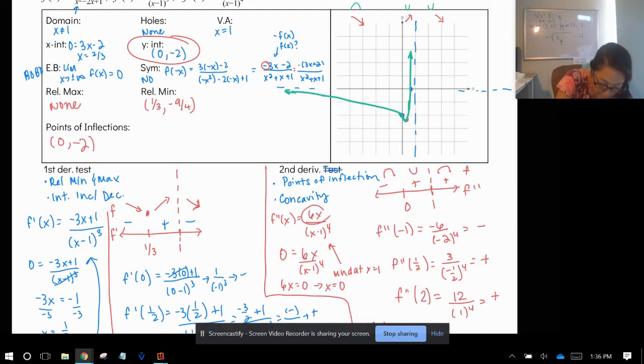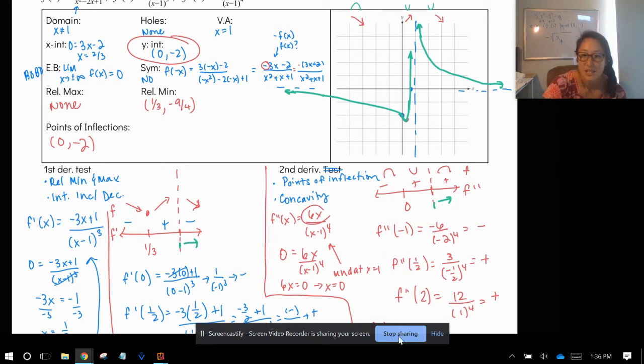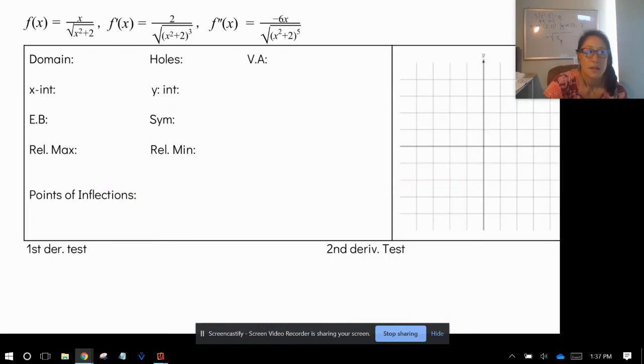Okay, and then from 1 onward, we are both decreasing and concave down. So I think it's going to look something like this. All right, and that is my best guess for our sketchy sketch. Y'all should check it on Desmos and see what it really looks like. I think we're pretty close.